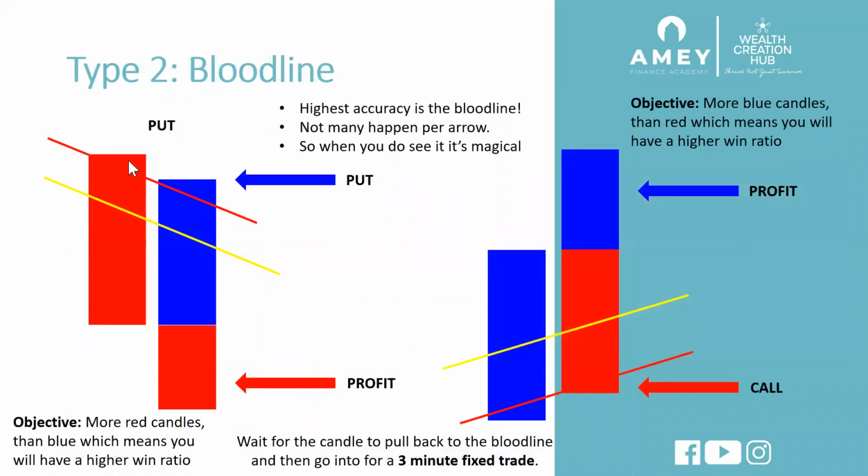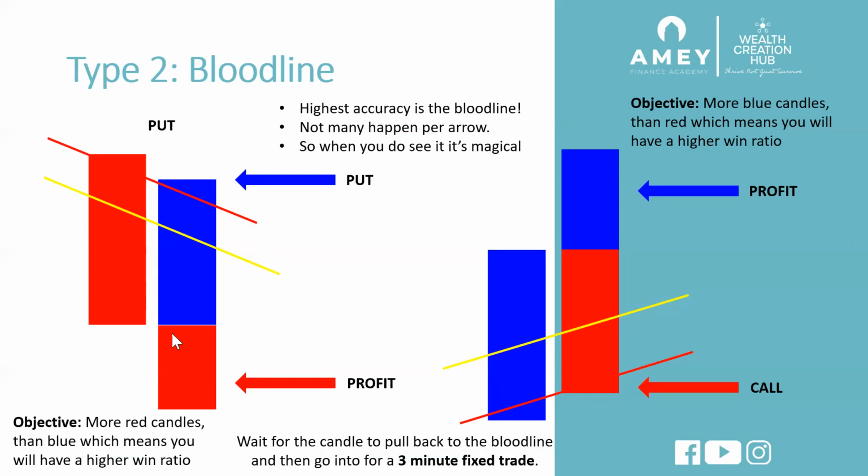Now the next type is the bloodline. The bloodline works in a special way, and it is very simple and very easy to do. So if I want to show you what it is, there we go. I'm going to show you the bloodline.